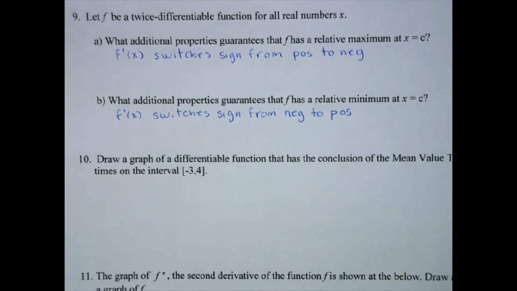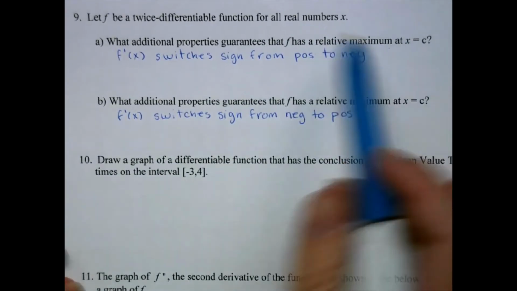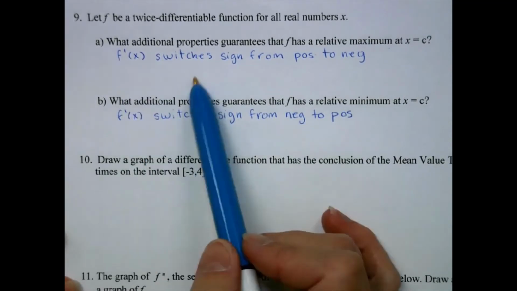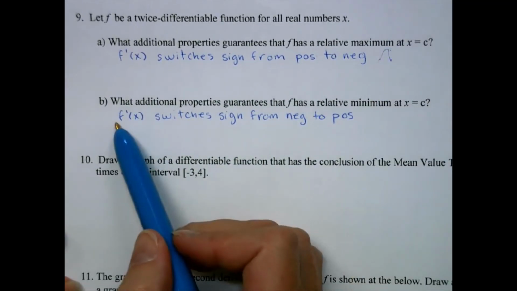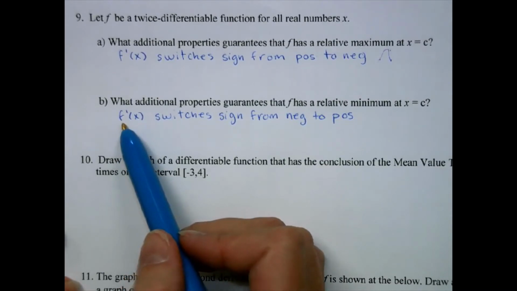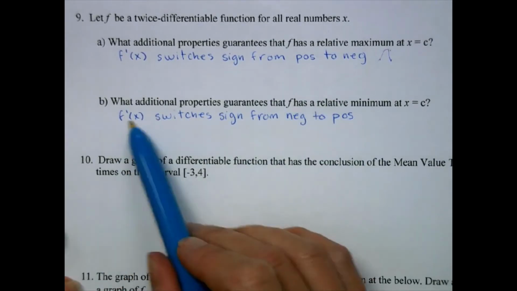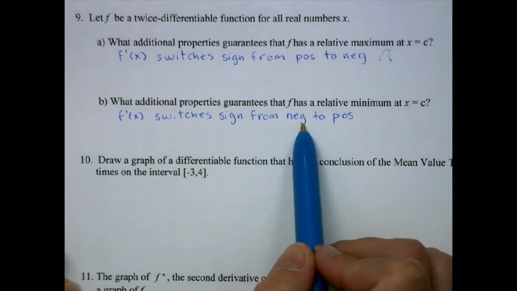From the first derivative test, we have a relative maximum if f prime of x switches signs from positive to negative. For the first derivative test, we have a relative minimum if f prime of x switches signs from negative to positive.